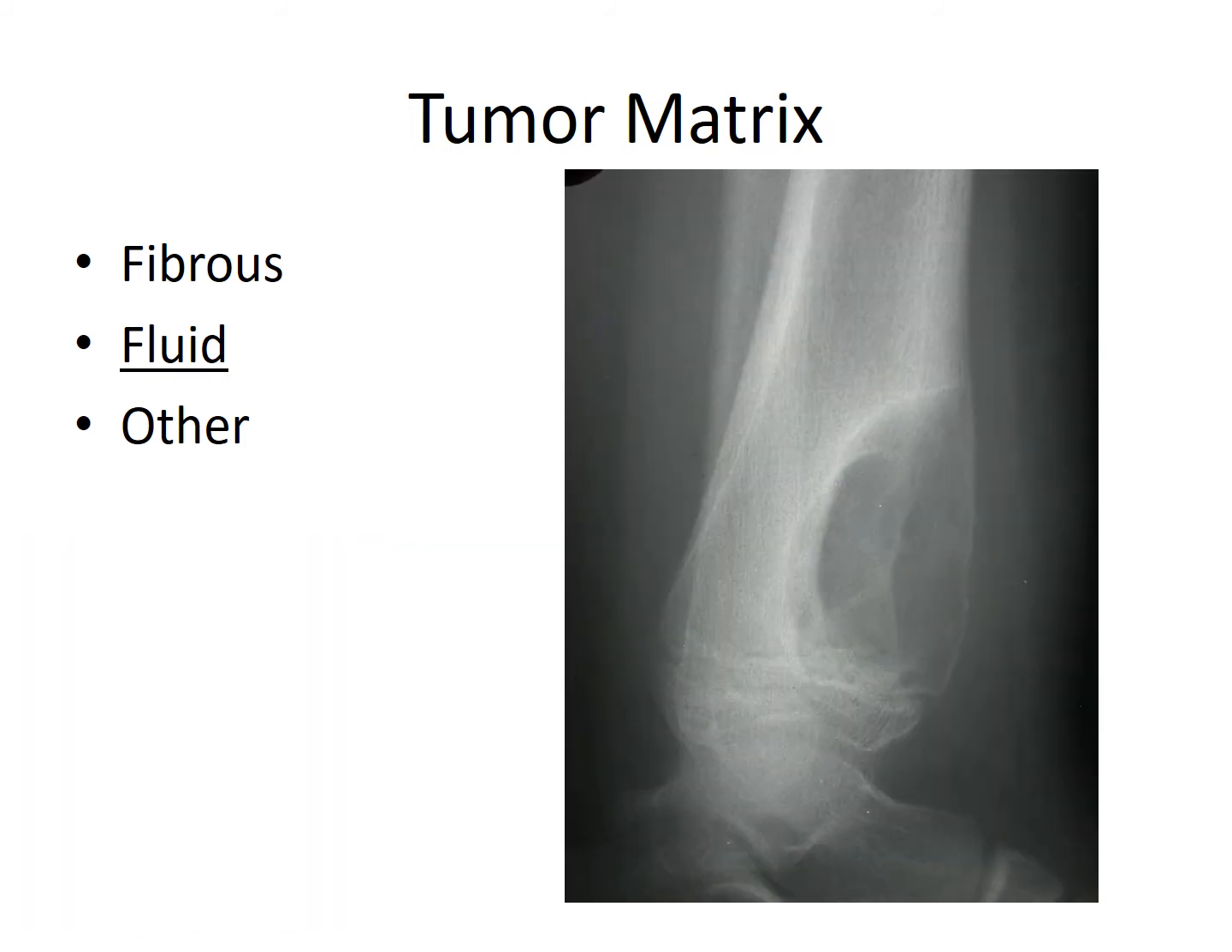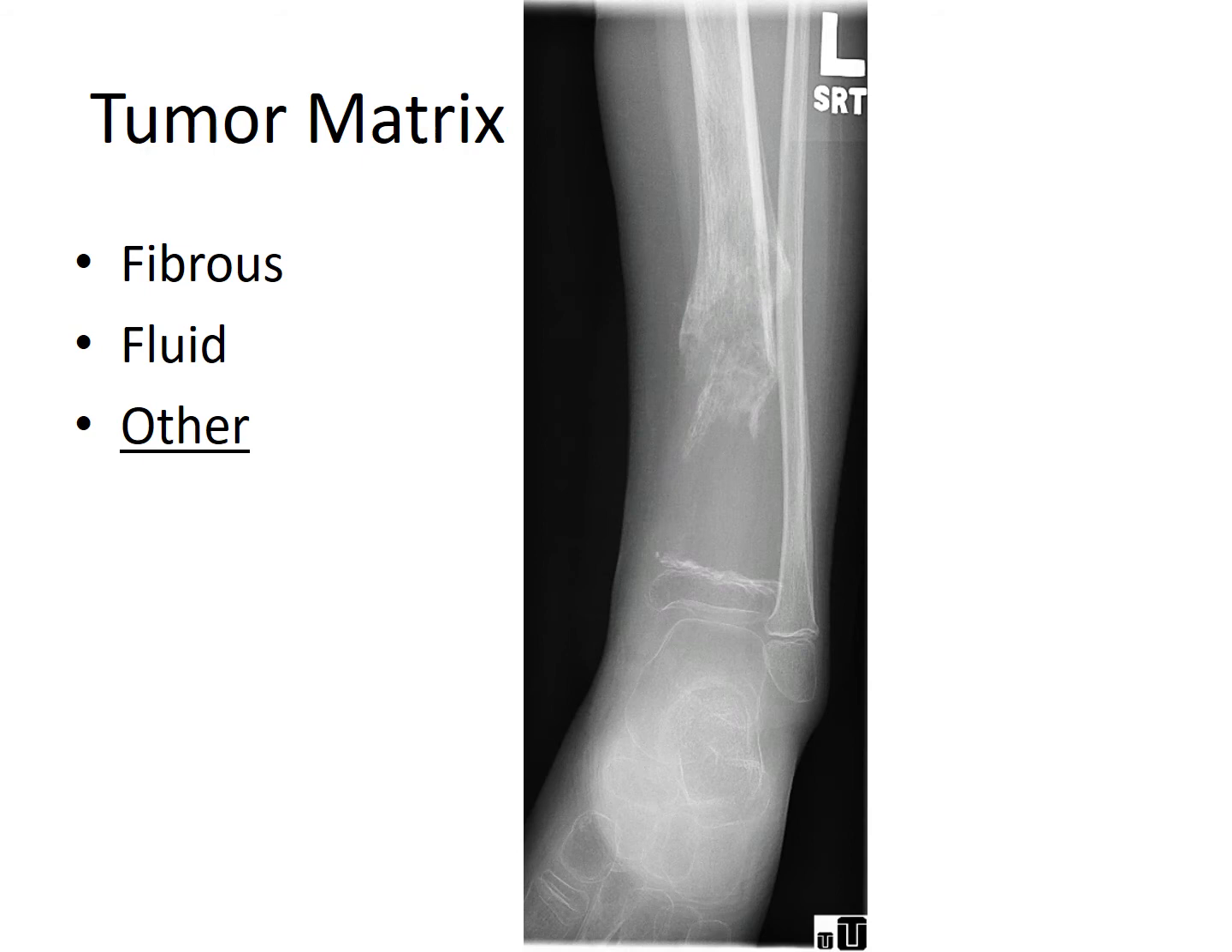We talk about fluid. This is an eccentric aneurysmal bone cyst. So aneurysmal and unicameral bone cysts both fill up with that straw-colored fluid. There may be fluid levels or fluid channels where there are very thin septae of bone that go in between the cystic area and then fill with fluid. Hydrostatic pressure creates this. And then you have other matrices.